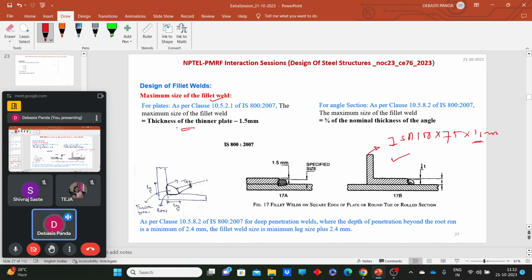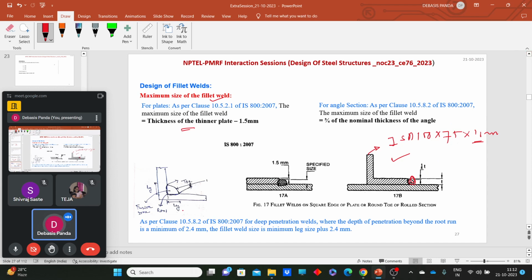So if we have a plate to plate connection, the maximum size of the weld should be the thickness of the thinner plate minus 1.5. And if you need to connect a plate to an angle, and the welding is done on the toe or any side of this angle section, then the maximum size of the weld should be 3/4 of the angle section thickness. So what was our question here? That was the connection between plates.